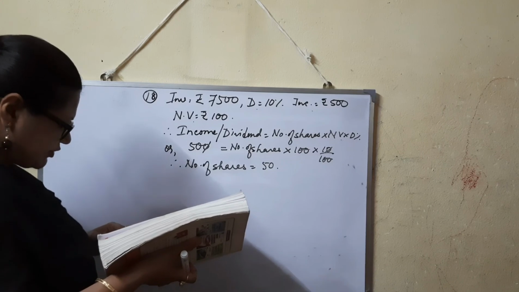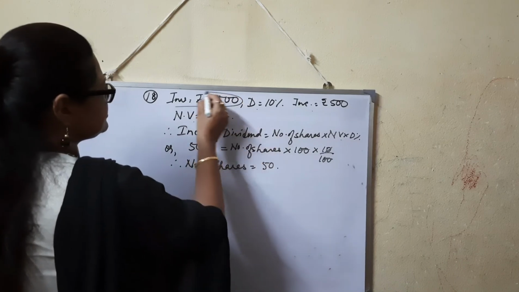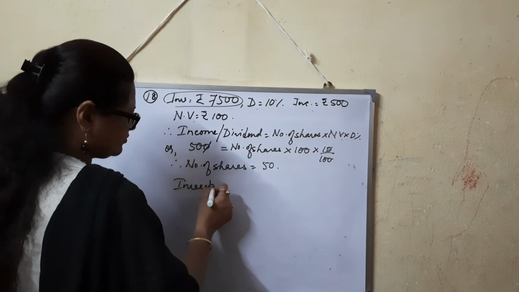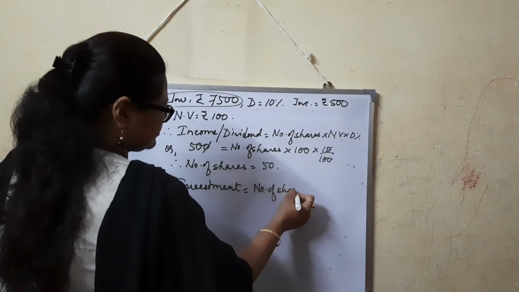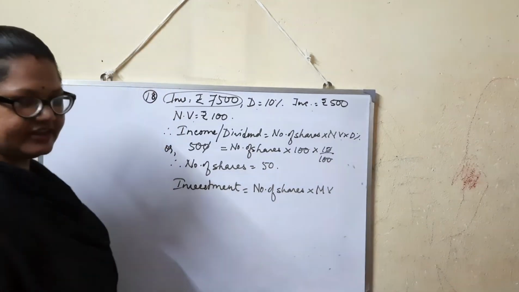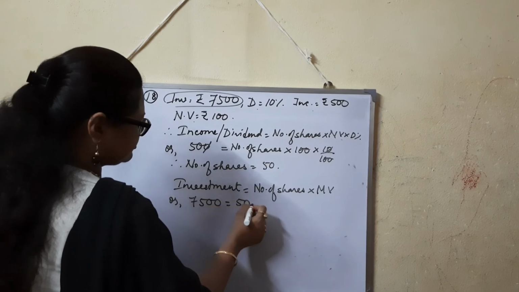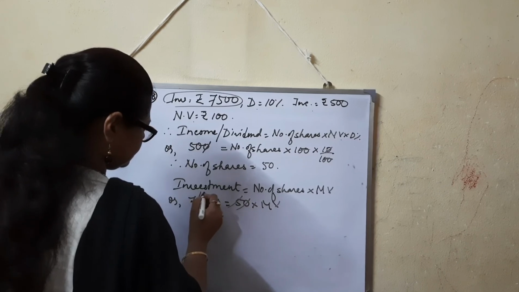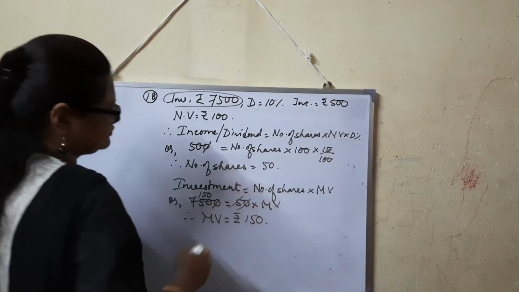Next, they are saying what price is paid for each share. That means if the investment is 7,500, then investment means number of shares into market value. We have to find out the market value here. Now investment is 7,500. Number of shares we have found out is 50. So MV becomes, therefore MV is equal to rupees 150.